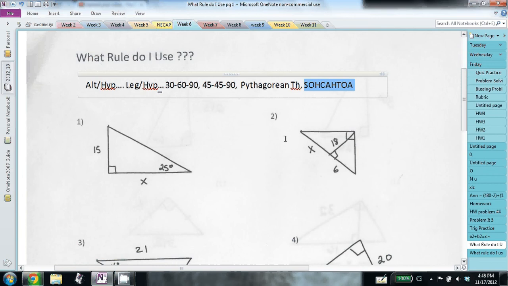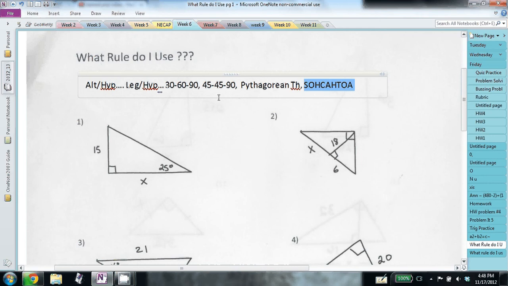All right, so look at problem number one. I've got a leg, and I've got another leg that's missing, the x, right? 15 and x, those are both legs. I've got 25 degrees. Well, I definitely can't use altitude hypotenuse or leg hypotenuse because I don't have a right triangle that is divided by an altitude running down the middle. So I don't have something like number two, where I have a right triangle and the altitude drawn. All I have is one triangle.